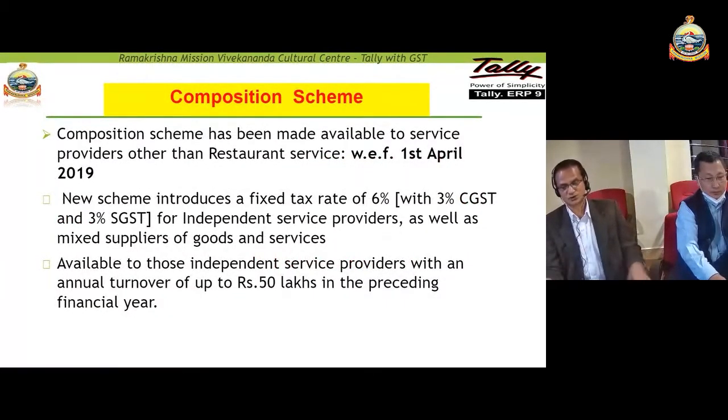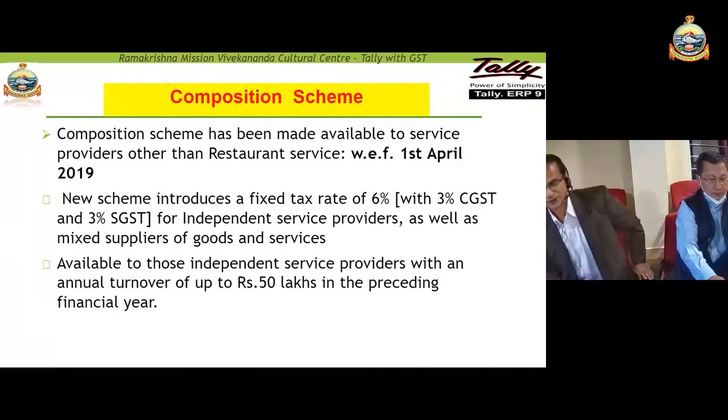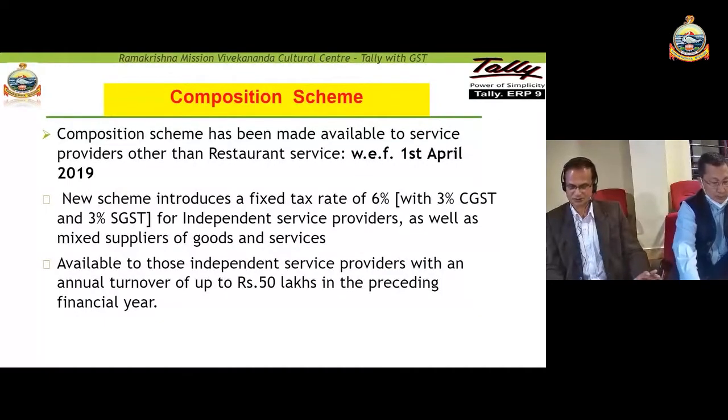As I was saying, to service providers also, to a certain extent, this composition scheme is available. From 1st of April 2019, this has been extended to individual and independent service providers, even for those providing services as well as goods, but they will have to pay a nominal rate of 6%. That is 3% CGST and 3% SGST. No question of 6% IGST, as we said, for the composition scheme. No scope for interstate supply. It has to be intrastate only.